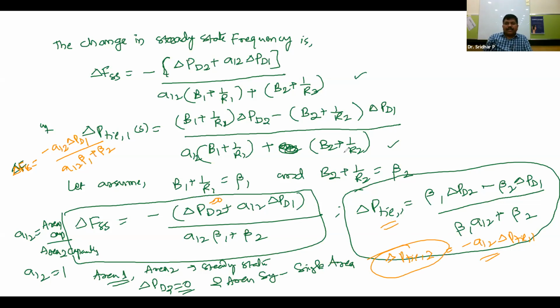But instead of this, in the control cases, what happens? In the control cases, straight away this delta FSS is going to 0. But actually, how much will it be? So this much of deviation in the change in the frequency under steady state conditions. Now this is about the uncontrolled case.